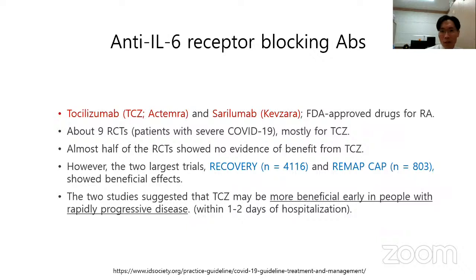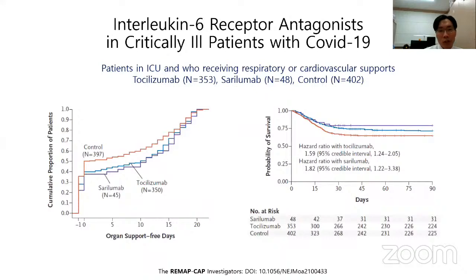Although some studies showed no evidence of benefit from tocilizumab, there are 2 largest trials showing beneficial effect. These are the RECOVERY and REMAP-CAP trials. Let me show you the results of the REMAP-CAP trial. They investigated the results in ICU patients who received respiratory or cardiovascular support. As you can see in this left figure, the treatment with tocilizumab or sarilumab improved organ support free days by 10 days, and they also improved survival rate compared to control group.